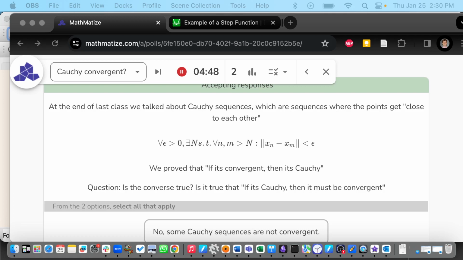Because whatever they converge to, if they all get really close to that, then they have to be close to each other. So this idea of being really close to each other is called a Cauchy sequence, and that is the next little topic we're doing. And here's the precise definition of a Cauchy sequence.